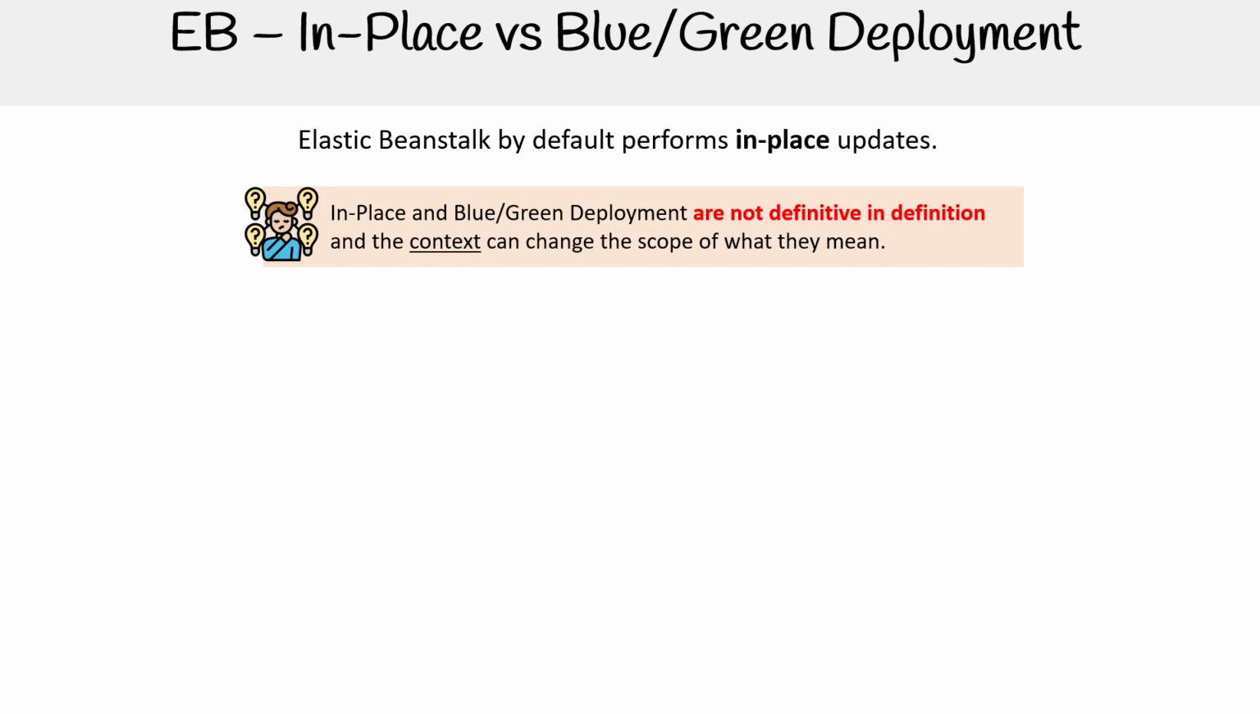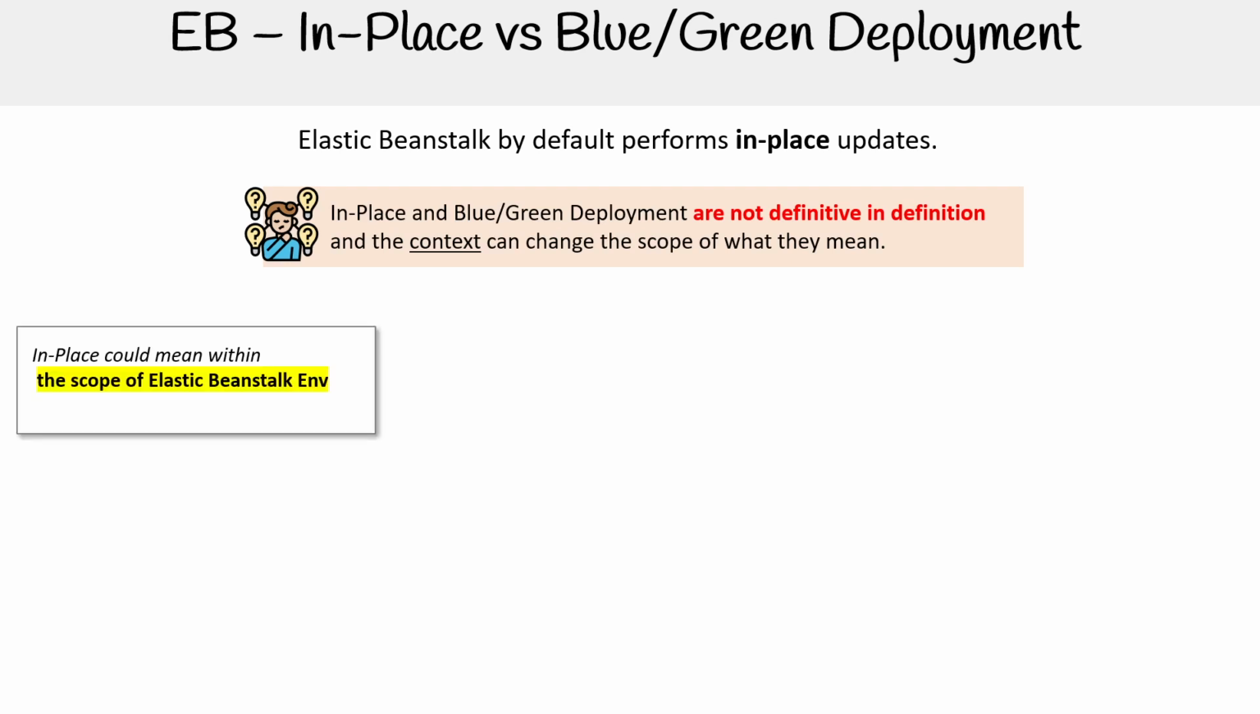they mean. I understand in-place to mean something very specific, being an application developer for many years. But when I started working with AWS, they tried to call this something completely different. So we have to understand what they want us to think it means as opposed to what I know it to mean. But in place could mean within the scope of the Elastic Beanstalk environment.